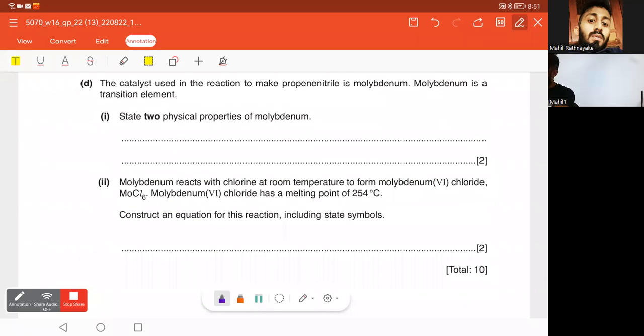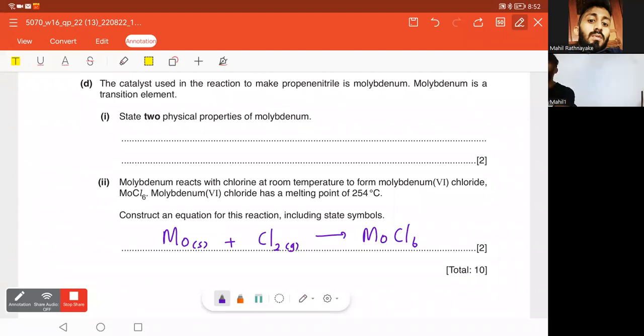Next one, they are asking to construct the equation by using state symbols. Molybdenum reacts with chlorine. Molybdenum, how to write? Mo. It's a metal, solid is the physical state. Chlorine is a gas. Molybdenum 6 chloride, MoCl6.